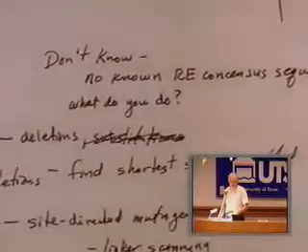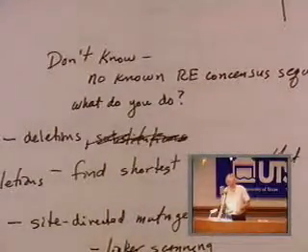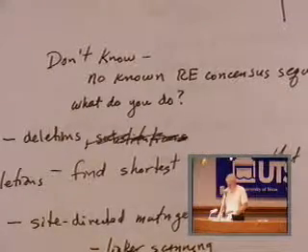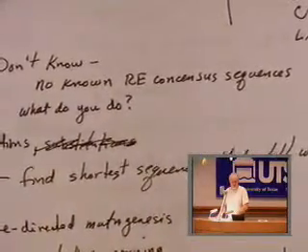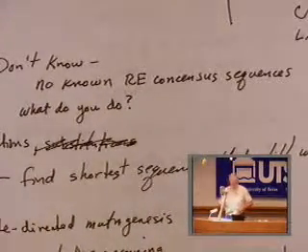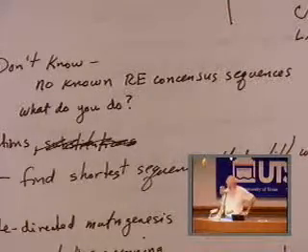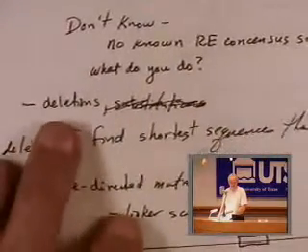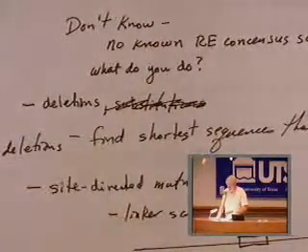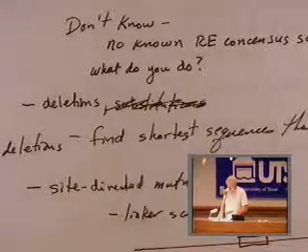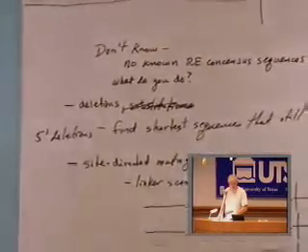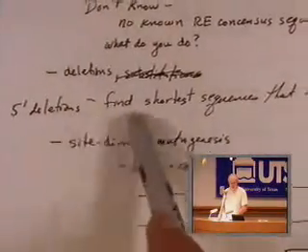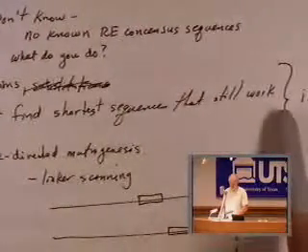So let's say you don't know if the promoter region has any regulatory response elements, consensus sequences. As we said, the libraries were not always so available. So what do you do? You can do the deletions, like we were saying. You can truncate. So with the 5' deletions, you can find the shortest sequence that will still work.